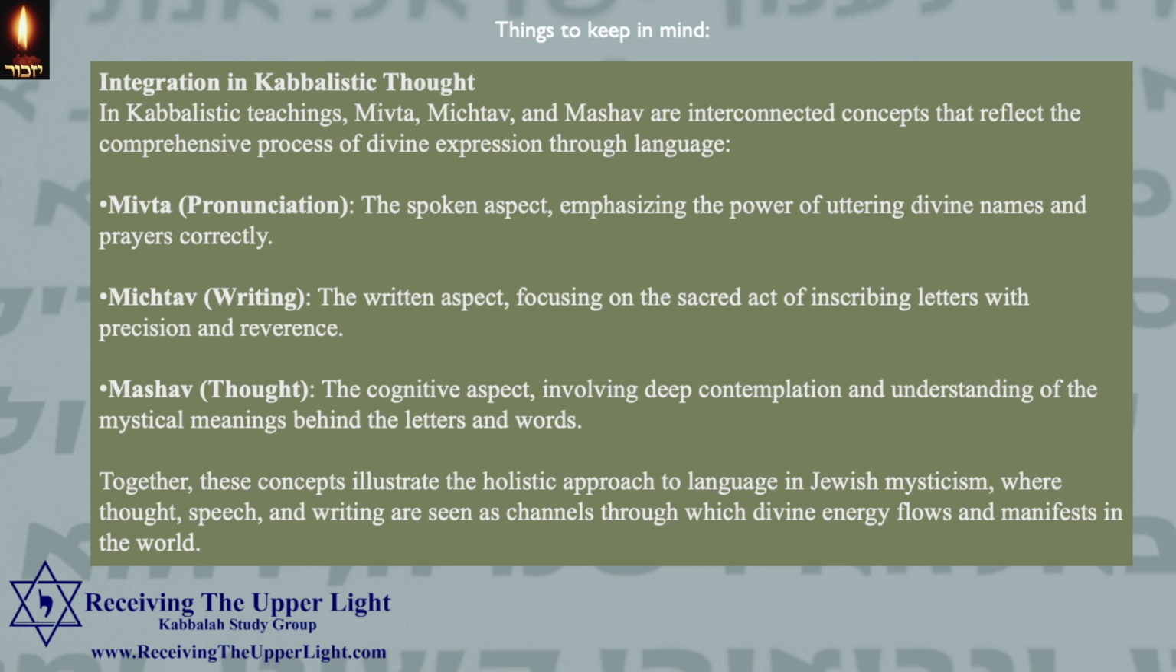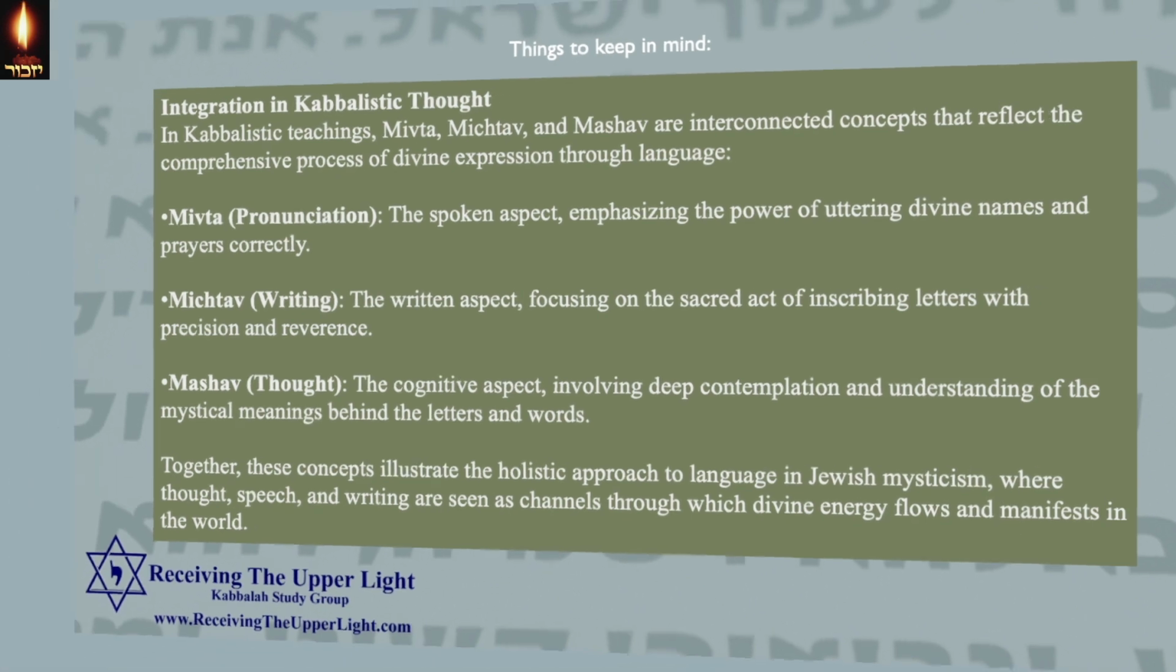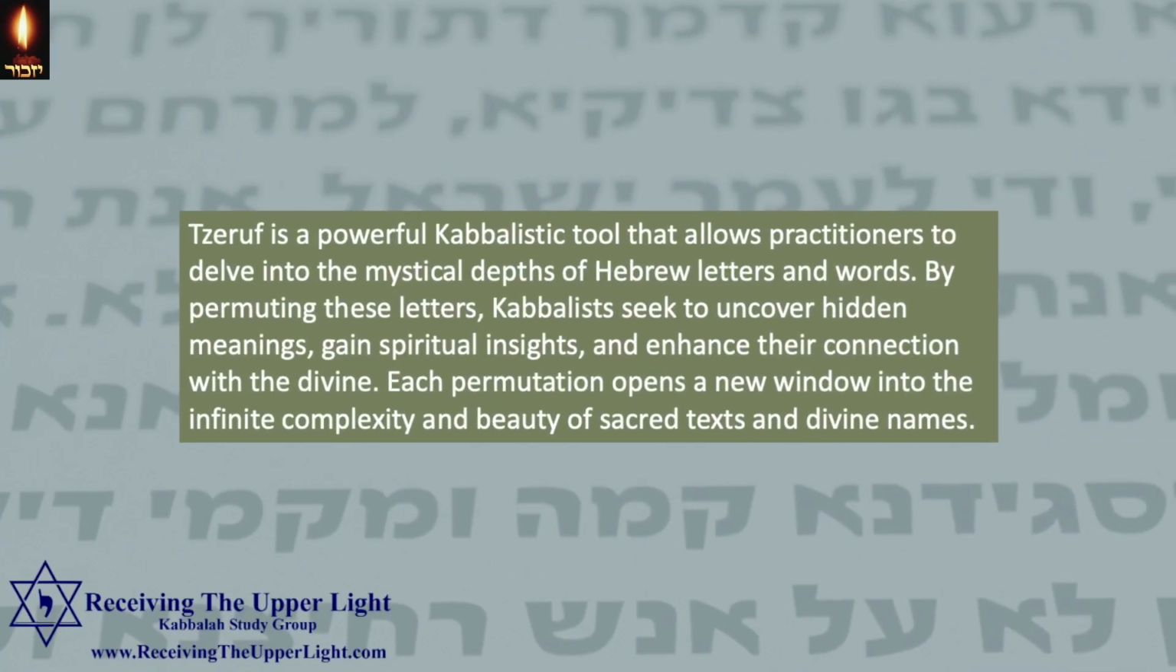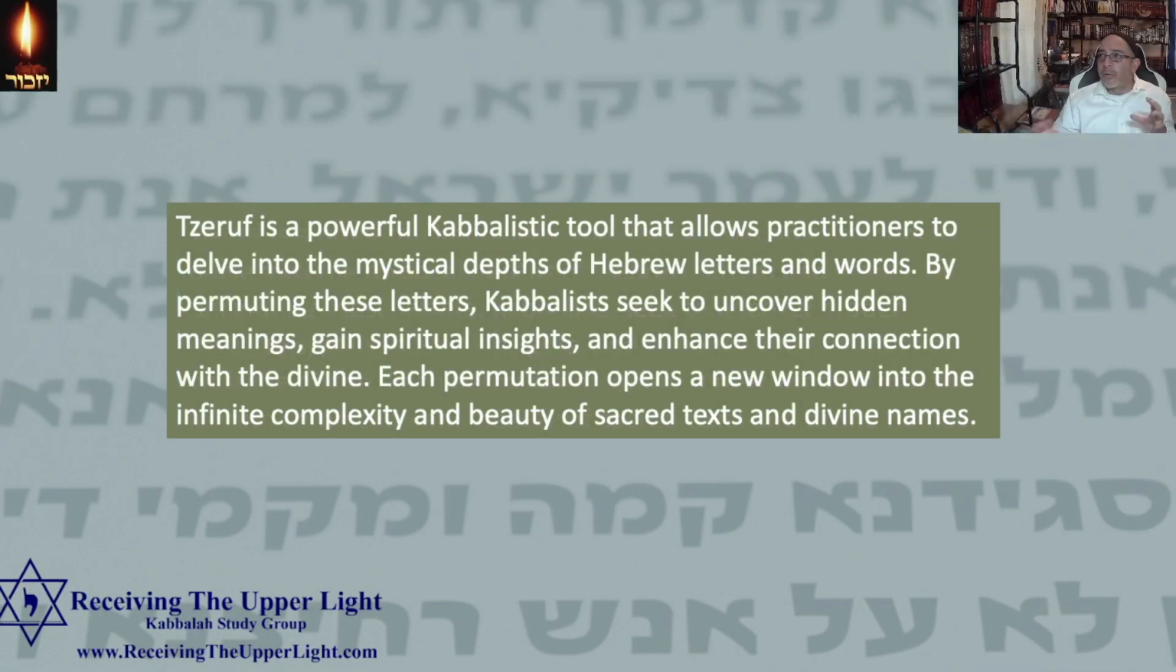So now, to finish, let's do a small recap of what we learned about Tzeruf. Tzeruf is a powerful Kabbalistic tool that allows practitioners to delve into the mystical depth of the Hebrew letters and words. By permuting these letters, Kabbalists seek to uncover hidden meanings, gain spiritual insights, and enhance their connection with the divine. Each of these permutations opens a new window into the infinite complexity and beauty of the sacred texts and divine names.